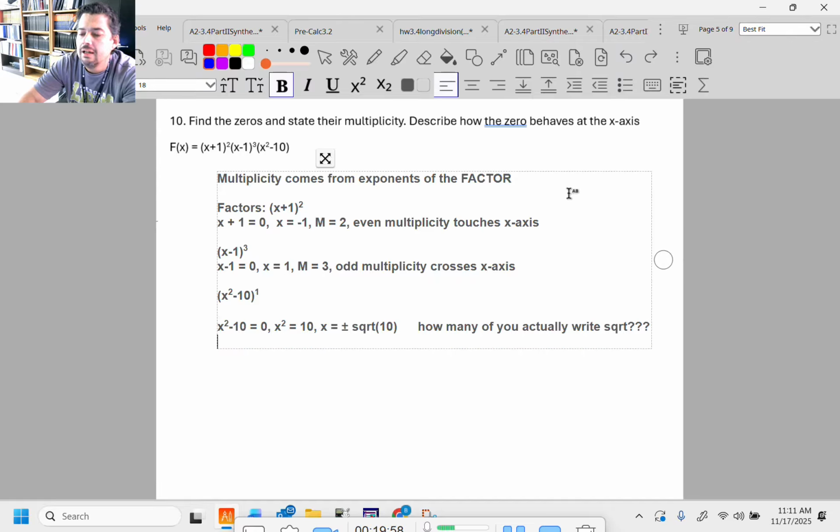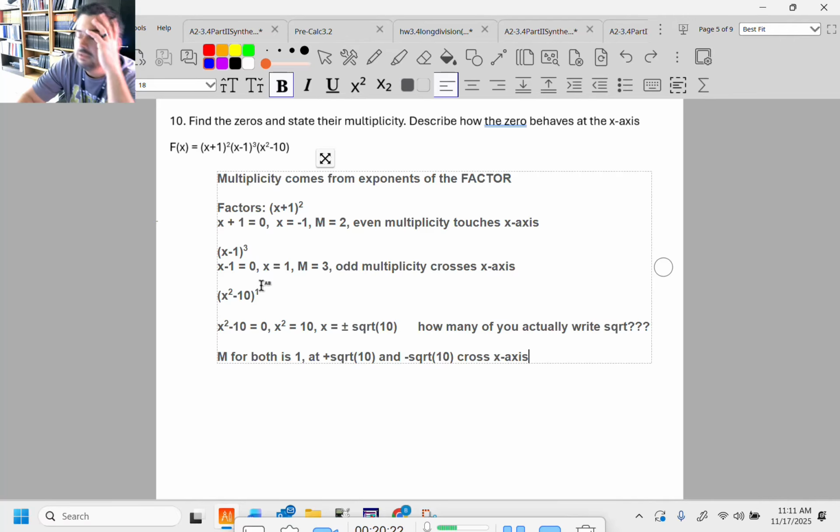Anyways, the multiplicity for both is 1, because look at that exponent right there. So at positive square root of 10 and the negative square root of 10, we cross the x-axis. Such an easy problem. By God, it's going to get missed.